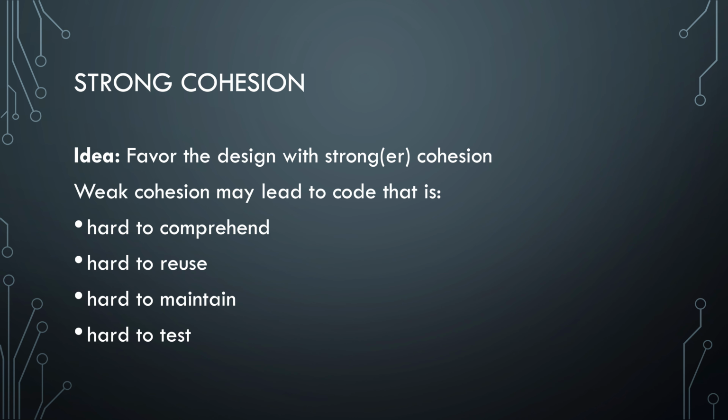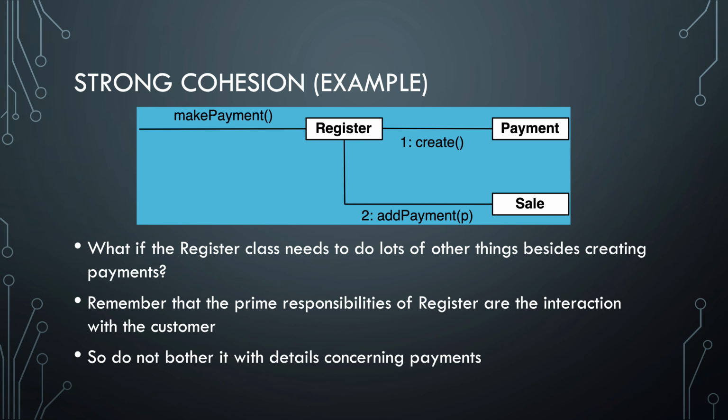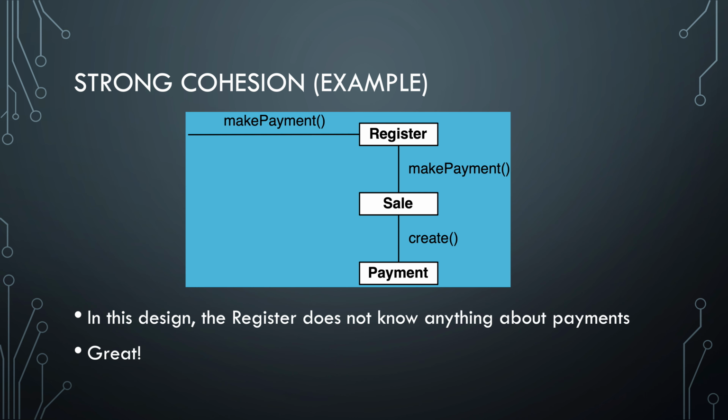Similarly, according to GRASP, we should also favor the design with stronger cohesion. So let's look at the same example, but from a cohesion point of view. The register class's main responsibility is interaction with the customer. So why bother it with payment details? This means that from a cohesion point of view, this design is also better.